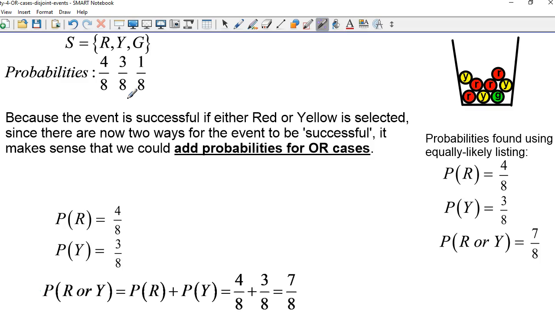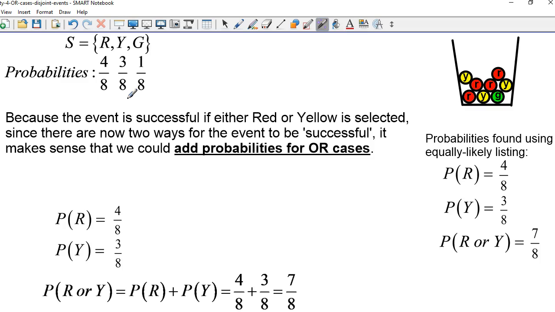Okay, well, because this event is successful if either red or yellow is selected, that means that there are now 2 ways for the event to be successful. So that means that it should be more likely that red or yellow occurs than the individual probability of red or the probability of yellow, because now there are 2 ways to get that.